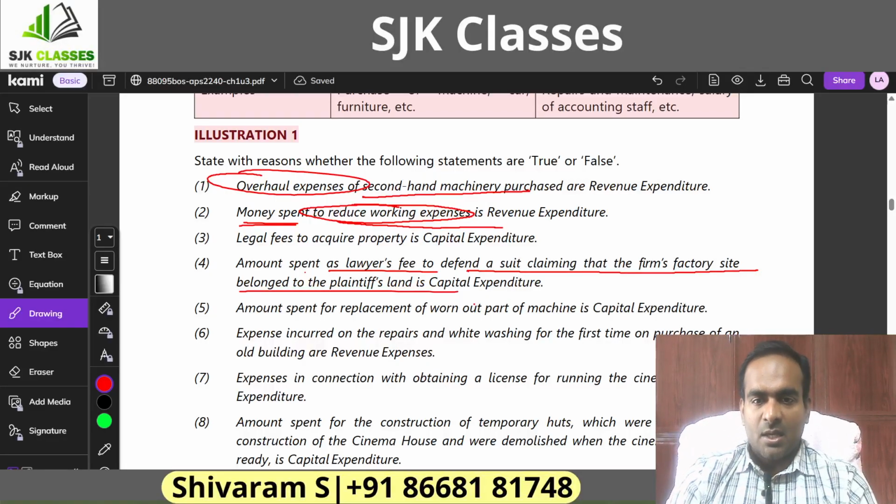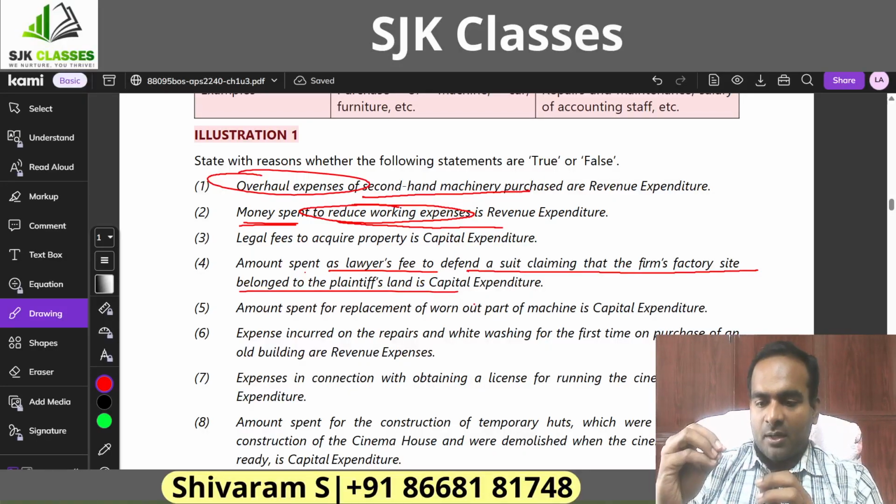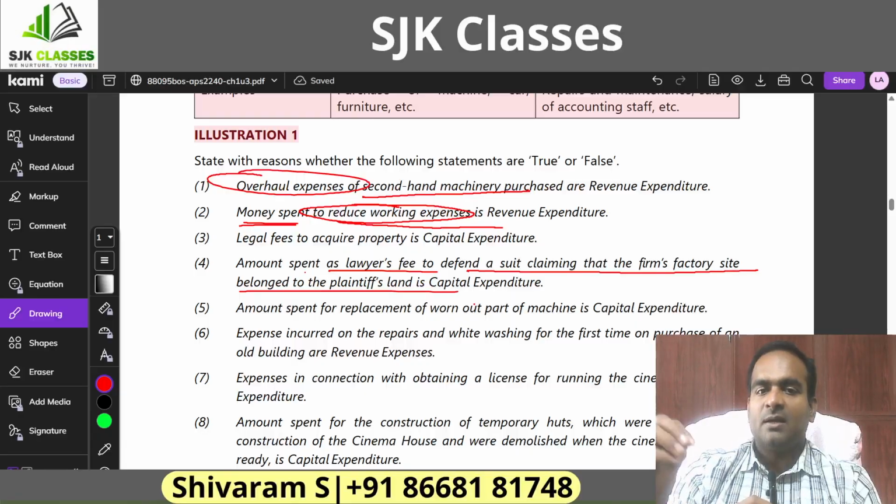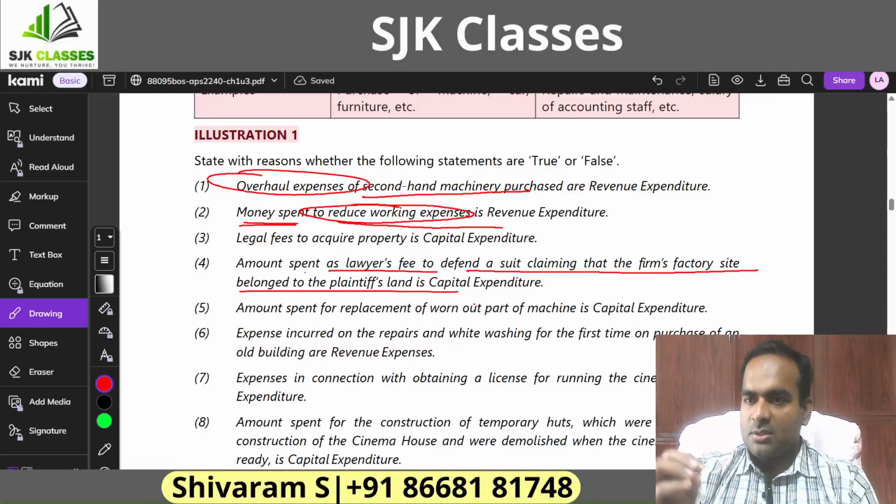See, what happens is someone has filed a case against us saying that our factory belongs to them. So we have constructed a factory in their premises. That's a basic point here. So we are contesting this case for which I am paying a lawyer's fee. Now the question is the lawyer's fee, whatever I have paid, is called as a capital expenditure or is a revenue expenditure. That's the question they're asking here.